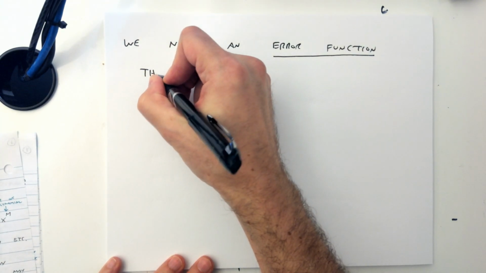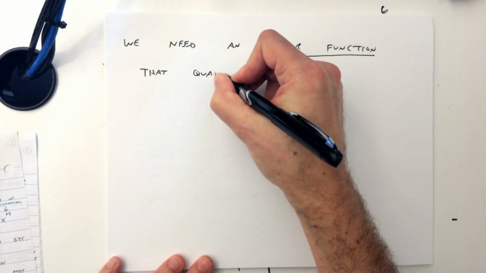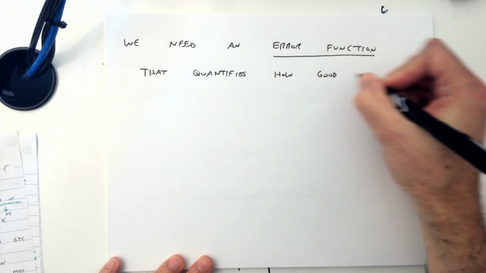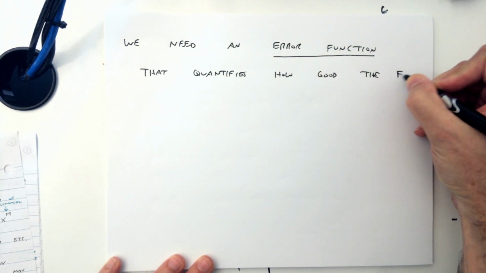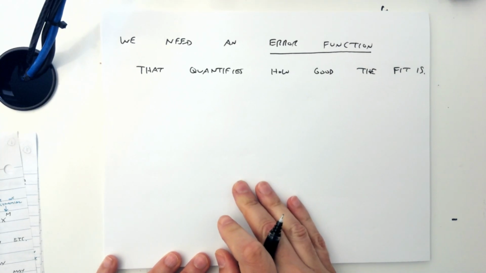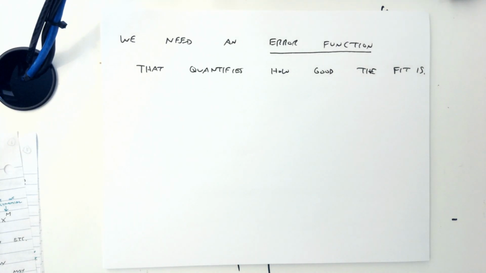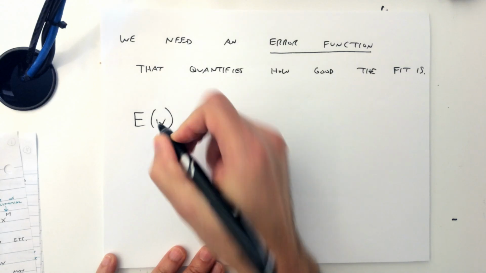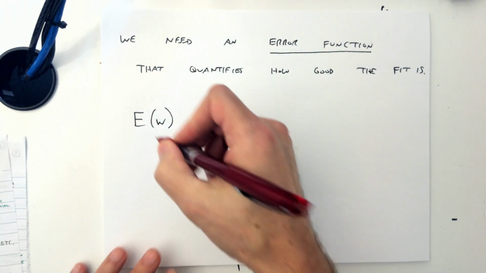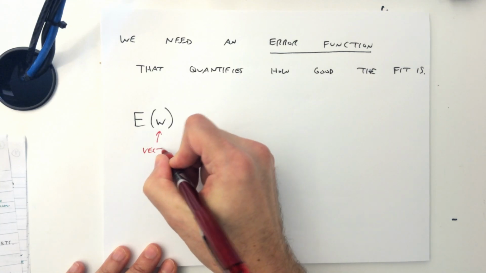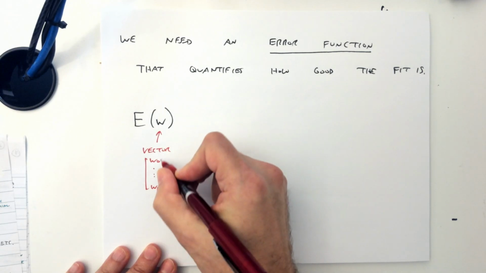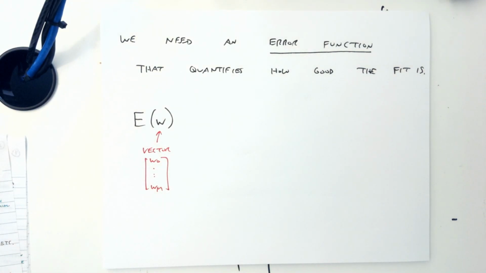That basically quantifies how good the fit is. Okay. And so what's a natural error function, right? So I have an error function. It's a function of the weights. This W is basically a vector of all of the weights, right? W0 through Wm. For an mth order polynomial, I have m plus 1 numbers I need to estimate, okay?